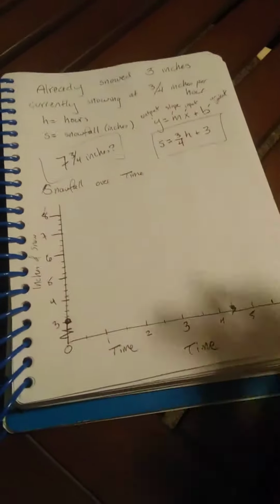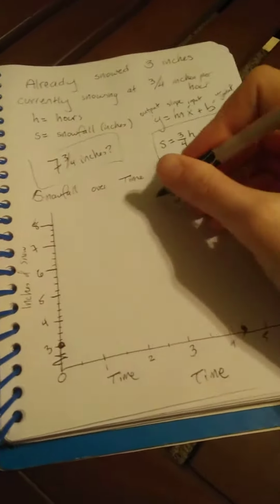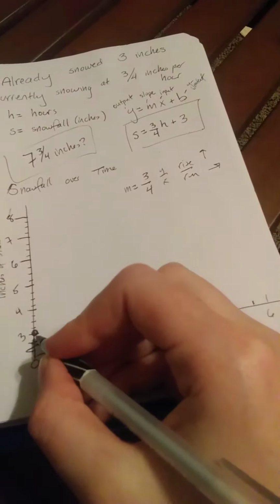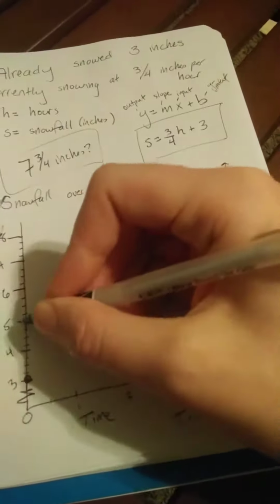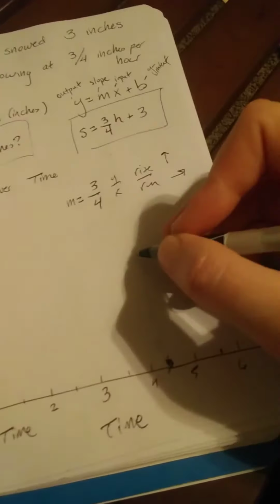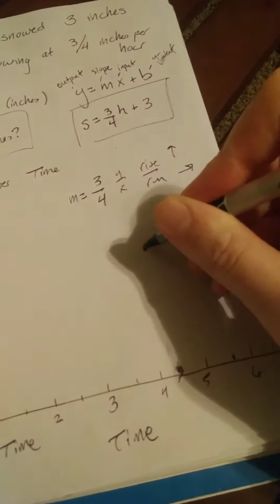And then our 3/4 is our slope. Remember, that's y over x, or rise over run. So it's snowing an extra 3/4. So we'll go up 3, 1, 2, 3, and over 4. Alright, you can see I don't have graph paper here at home, so not super precise. That's my up 3, 1, 2, 3, over 4.